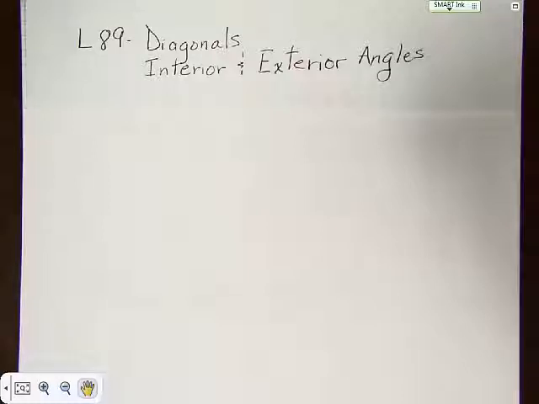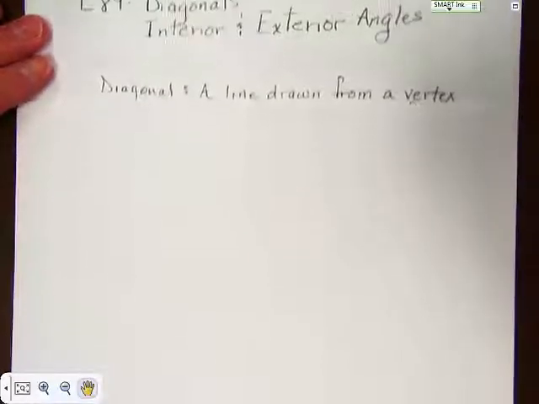Hi there. Today we're going to talk about Lesson 89. Lesson 89 deals with diagonals, interior and exterior angles.